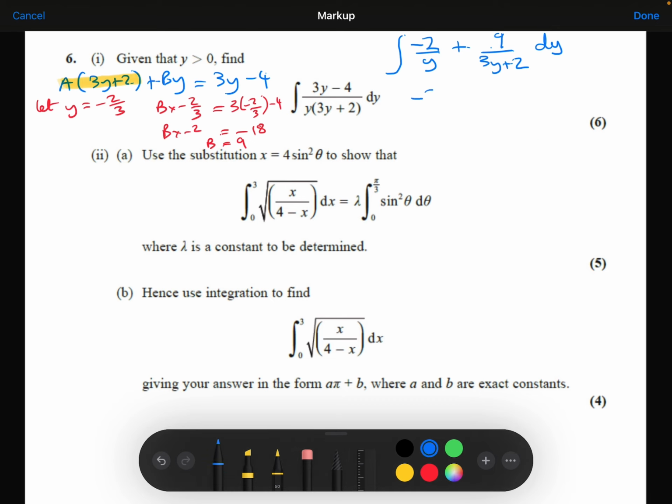So the first term will get minus 2 ln y. The second term will have 9 ln (3y plus 2), but by the reverse chain rule we have to divide by 3 because of the 3y plus 2. So dividing the 9 by 3 will give 3. And let's be careful, let's not forget the plus c constant of integration here. And that is my answer for part A. It doesn't say I need to leave it in a particular form, so I'm just going to leave it like that.